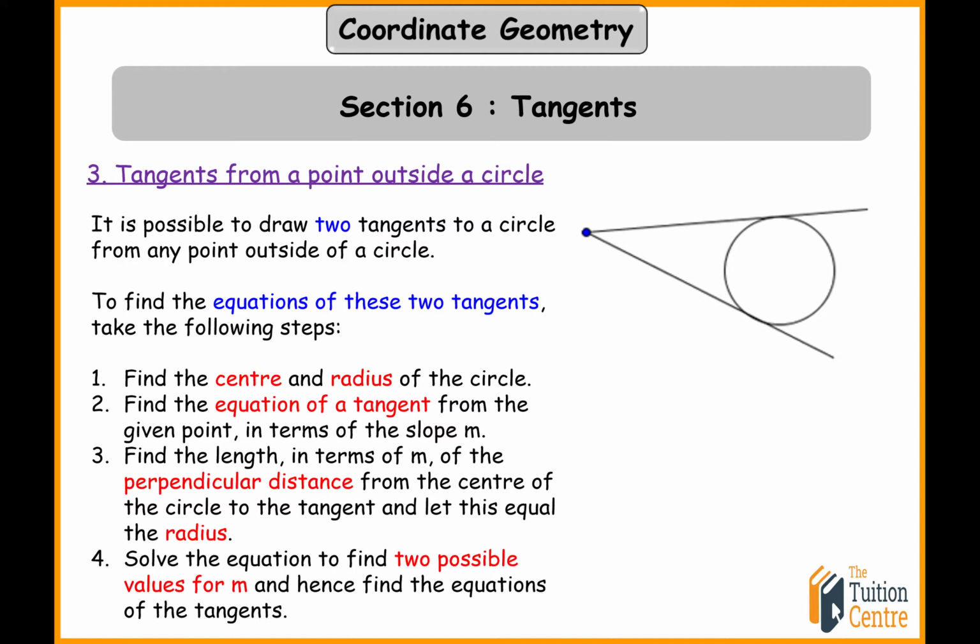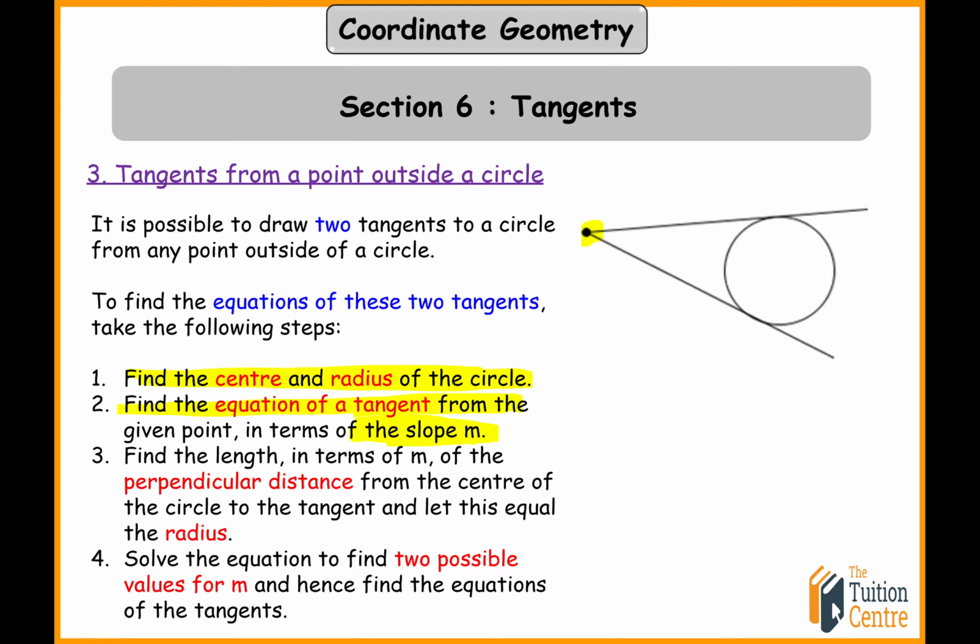So to find the equation of these two tangents can be difficult if you're starting off with just limited information, the point and some information about the circle. What you do is this: you find the center and the radius of the circle. How many times do we do that? An awful lot. We find the equation of the tangent in terms of having a slope of m, because we won't know what the slope is.